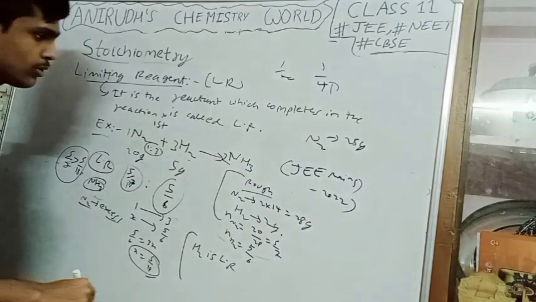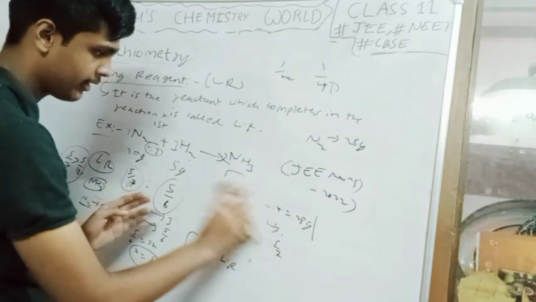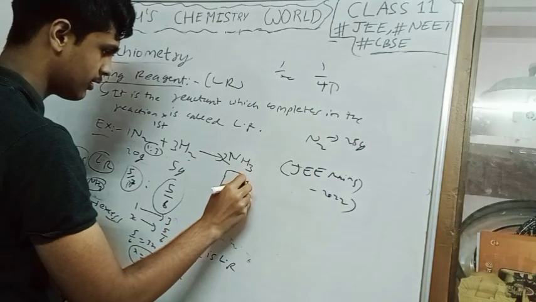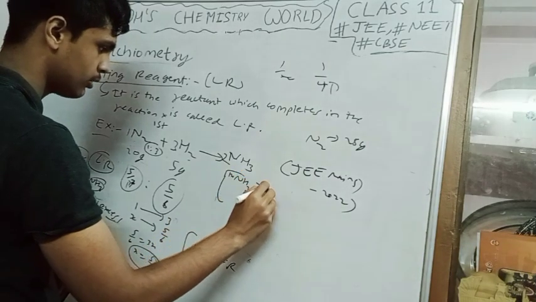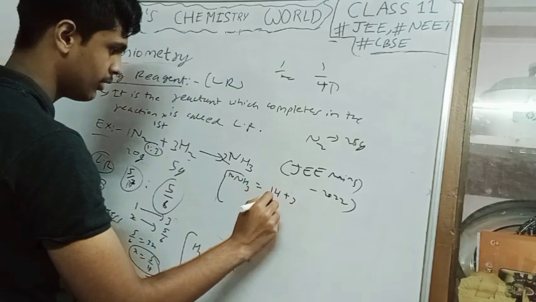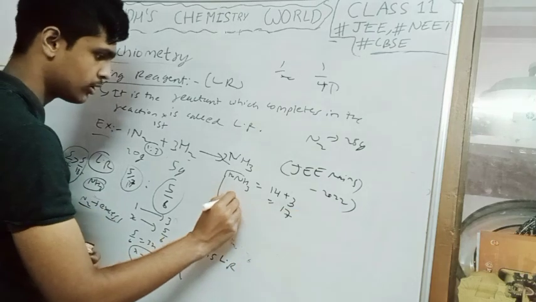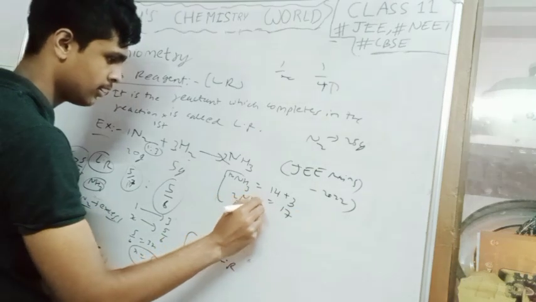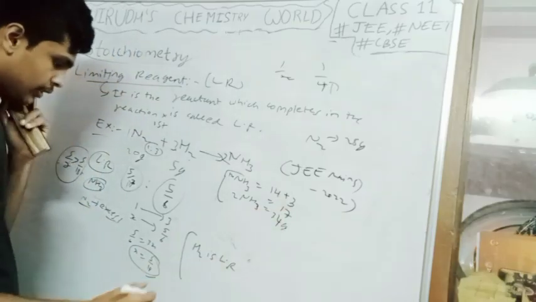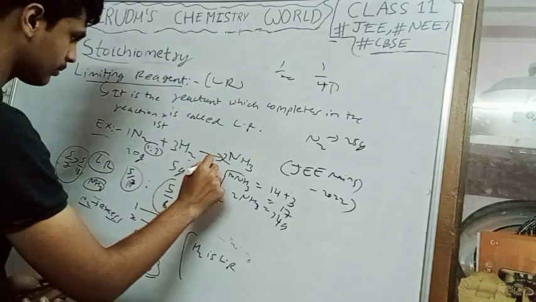So actually, what's the mass of NH3? It's a rough run, right? I can rub with this. Mass of NH3 is equal to 14 plus 3, that is 17 grams. We have 2 moles, right? 2 moles of NH3 means 17 twos are 34 grams. 34 grams of NH3 is there.